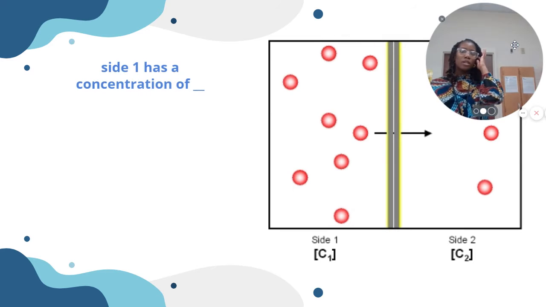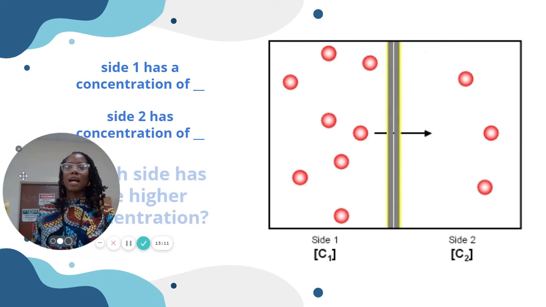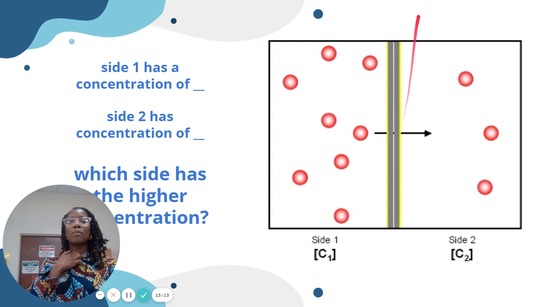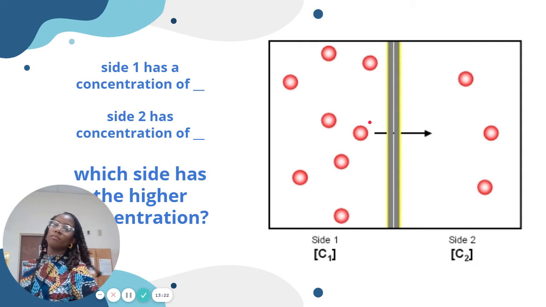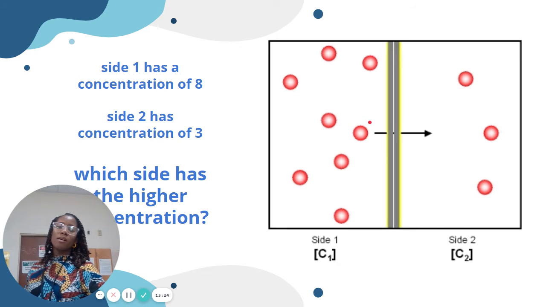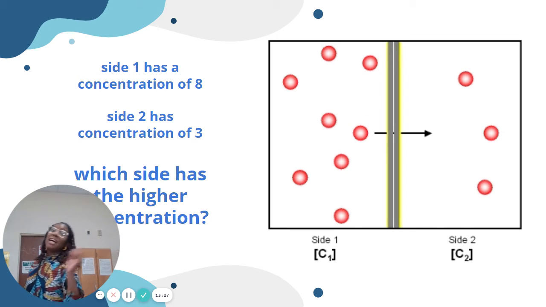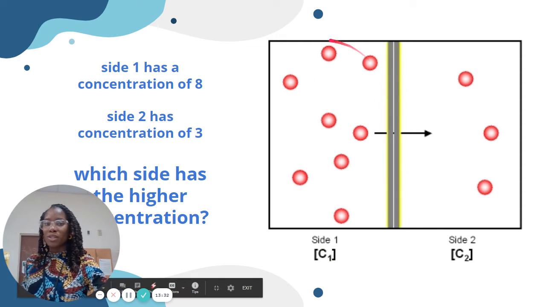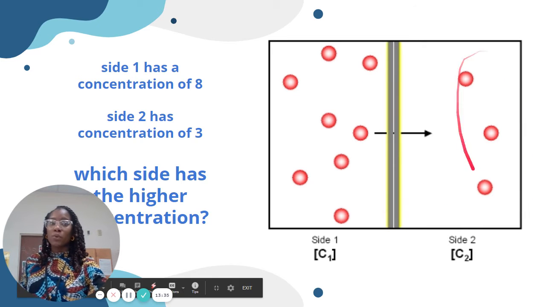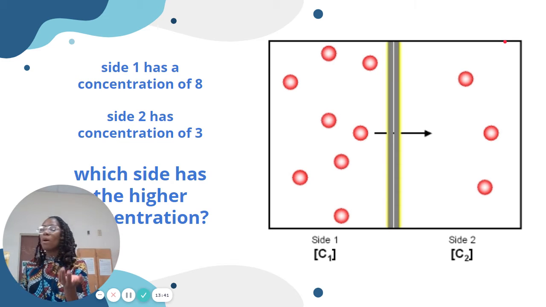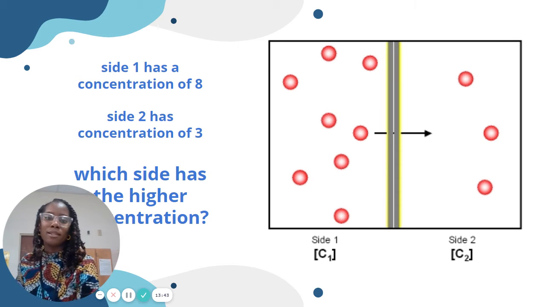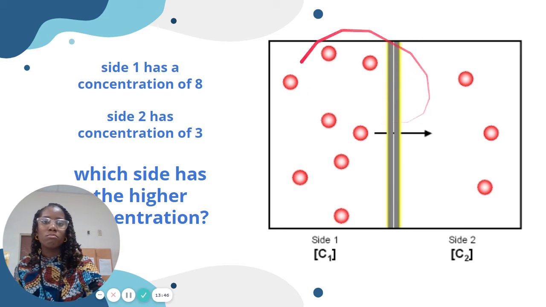So let's do an example. Let's look right here. We have side 1 and side 2, and then we have a selectively permeable membrane. What is the concentration of side 1? Yeah, okay, I just basically gave you the answer. Side 1 is a concentration of 8. How do I know that? Well, I just counted up the number of molecules here. There's 8 of them. Side 2 has a concentration of 3. I know that because I just counted it up. Sometimes in problems, you'll have to look at it and count. Sometimes in problems, they'll tell you 8 moles. They'll tell you the numbers.